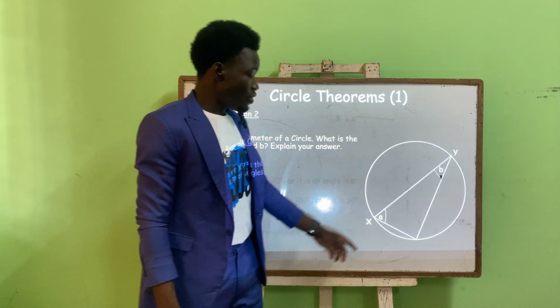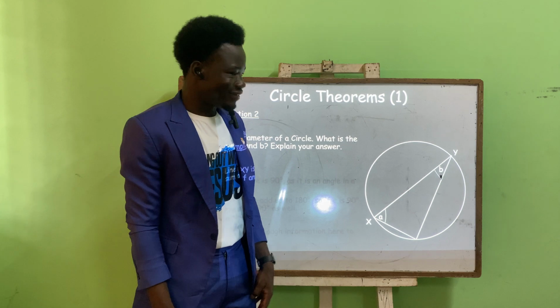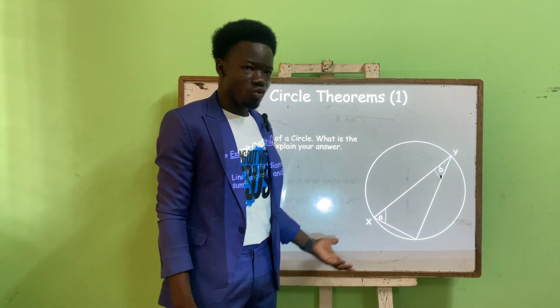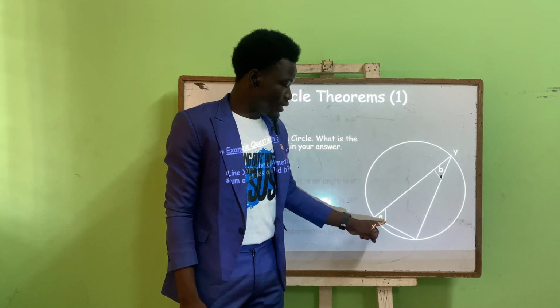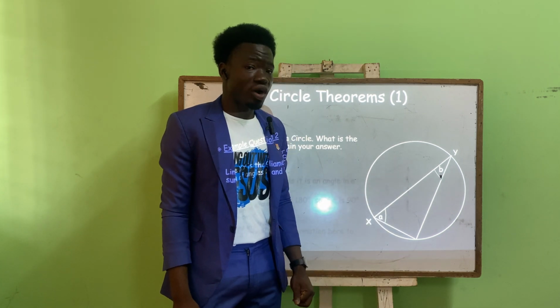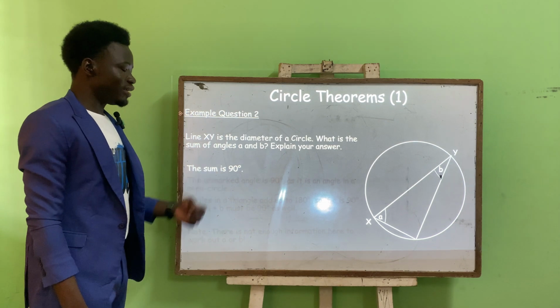You see that? We know this angle to be what? 90 degrees. Yeah, and what's the sum of this? You quickly know that A plus B will give me this angle. Yes, 90 degrees. Then A and B must also be what? 90 degrees. So the sum is 90 degrees.